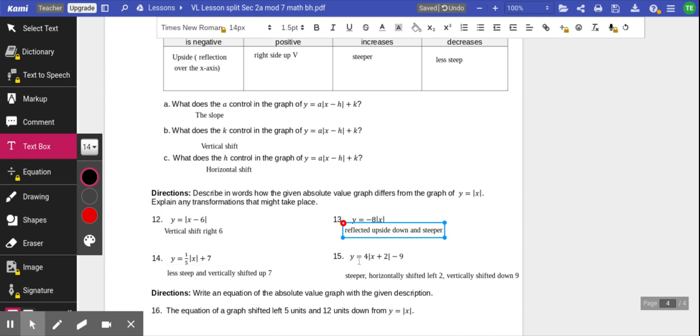On 15, the 4 is going to make us steeper because it's controlling the slope. Here, we have to think about what makes this go to 0. What makes it go to 0 is -2. So it's shifted to the left 2, and then it's vertically shifted down 9.